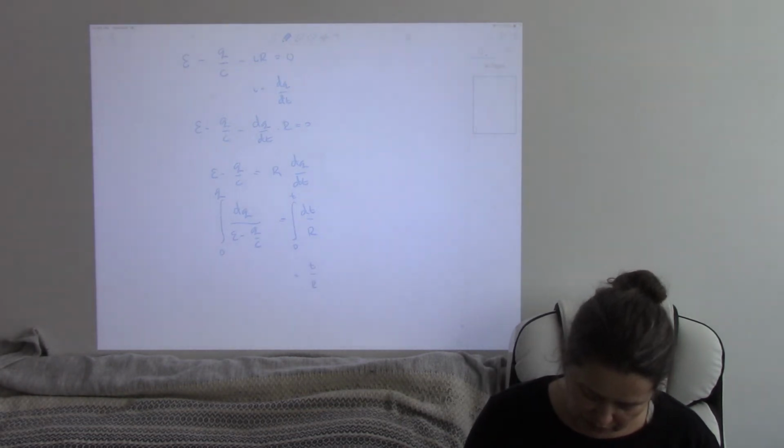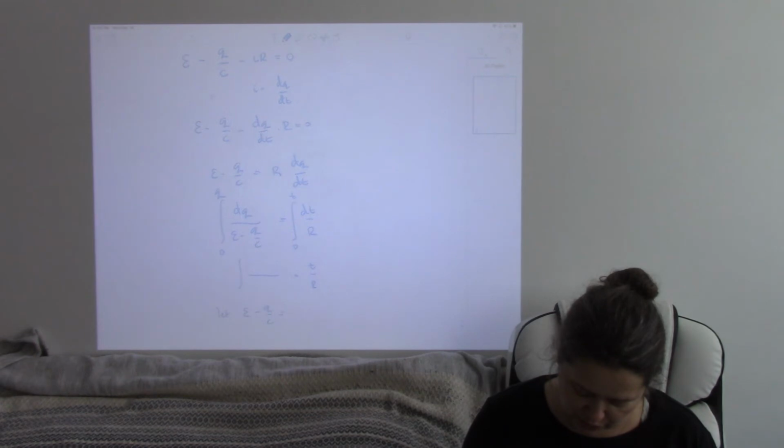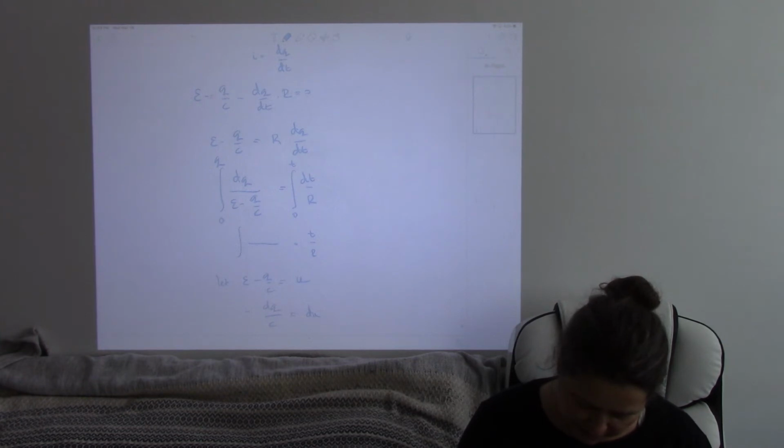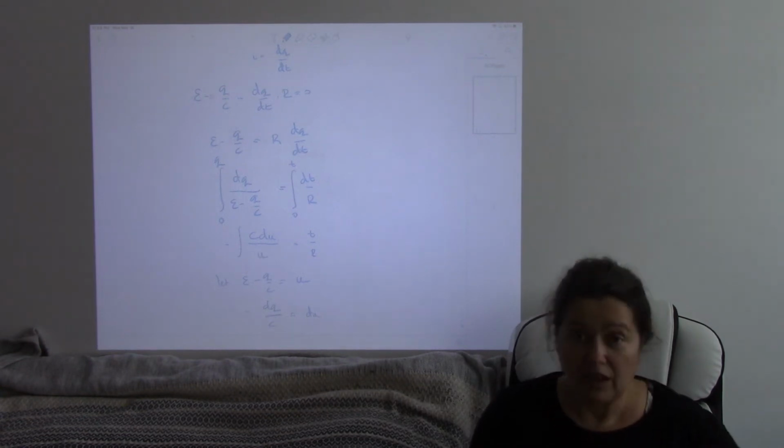Equals this integration, and I want to use the substitution method. Let E minus Q over C be equal to U, and obviously we want to correlate dQ and du. So we have negative dQ over C equals du, and instead of dQ we'll have negative C du, and E minus Q over C is actually U here, right? Are you with me, guys?